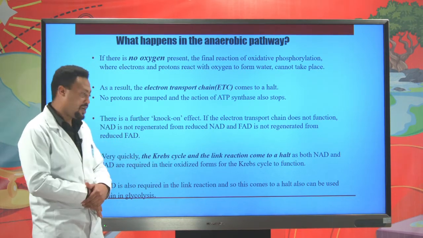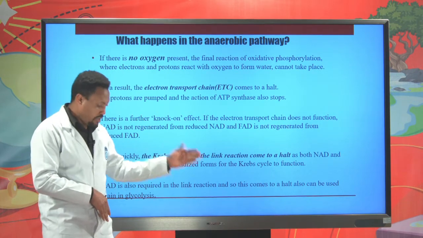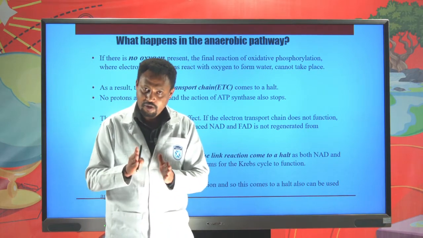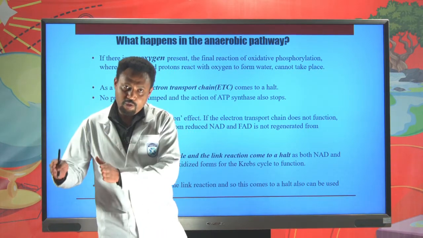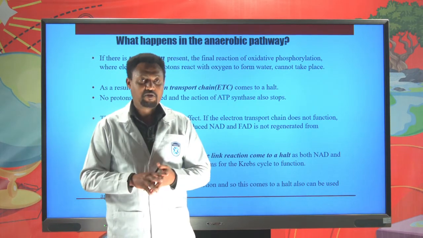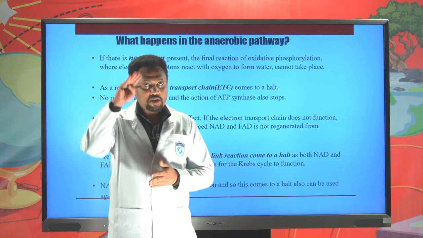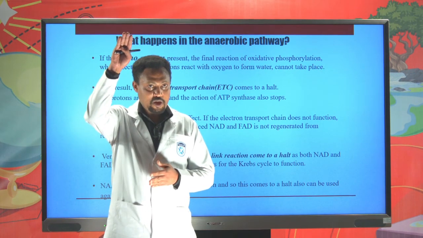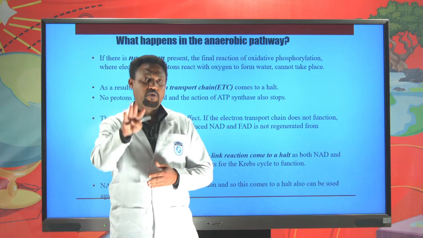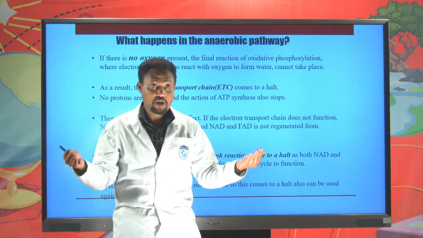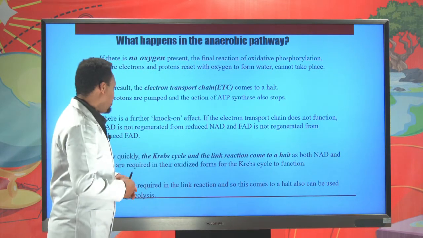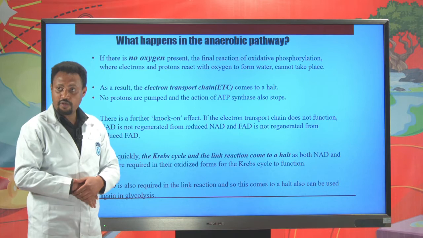Finally, what happens is the Krebs cycle starts to stop, and the link reaction also will not be able to take place. Why? Because the link reaction, Krebs cycle, and electron transport chain all take place in the mitochondria, and they all take place in the presence of oxygen. So all these stages, step by step, from electron transport chain to Krebs cycle to link reaction, will be halted, and there is no reduction of NAD and FAD in the process. Only glycolysis can happen if the conditions are anaerobic.